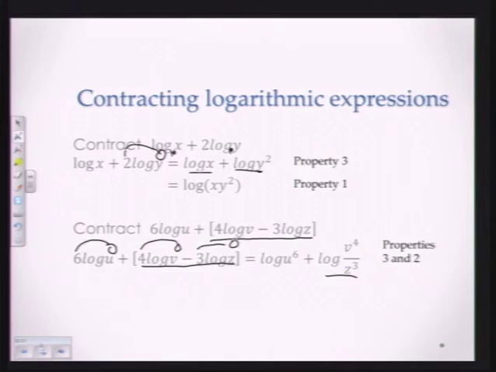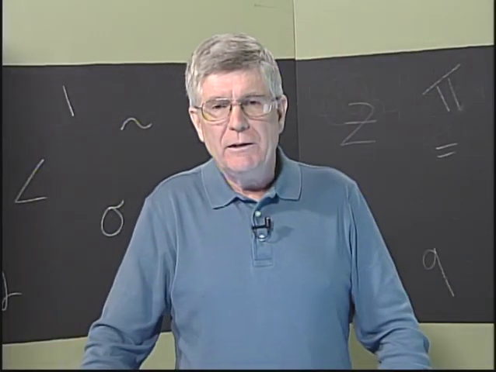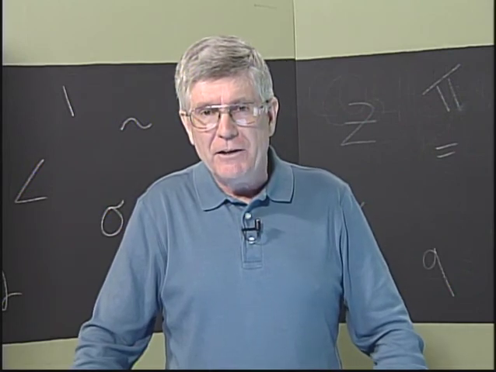But now I've got the common log of an expression plus the common log of another expression, and that plus can be changed into multiplication by our first property. And so it becomes the common log of u to the 6th times v to the 4th divided by z cubed. And again, that's by property 1. So this would be a very good time for you to try your hand at this in your homework.